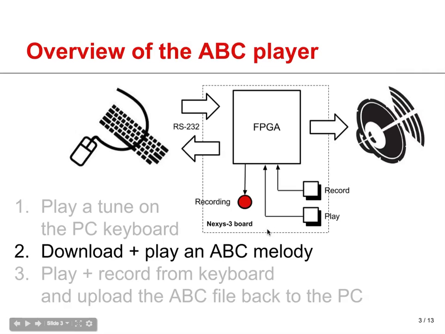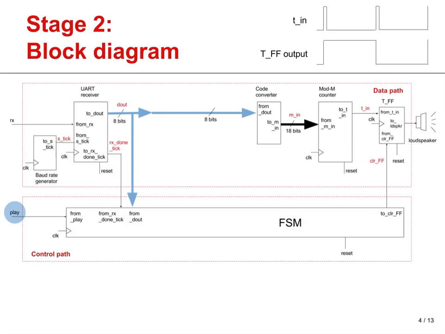Now please recall that on stage 2 of the ABC player we are interested in downloading an ABC file containing a tune and to play it whenever the play button is pressed. We will not address the recording feature, which is only considered in stage 3.